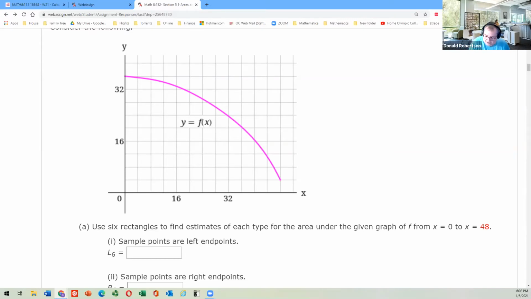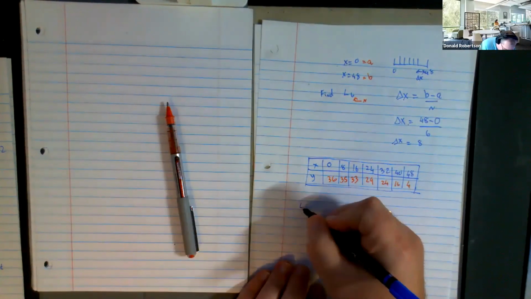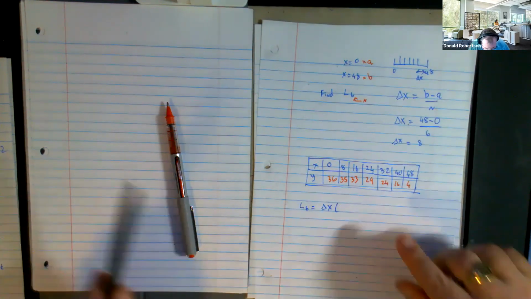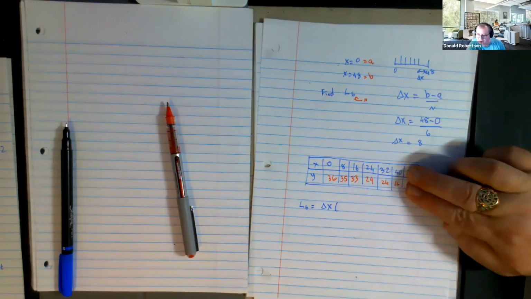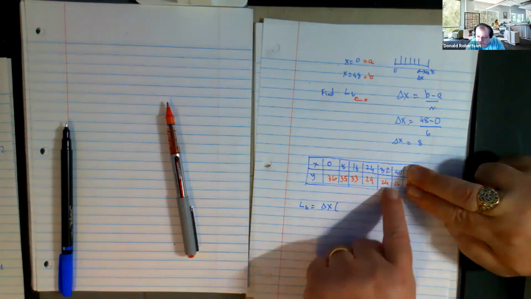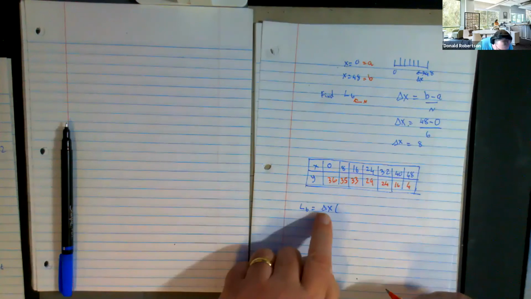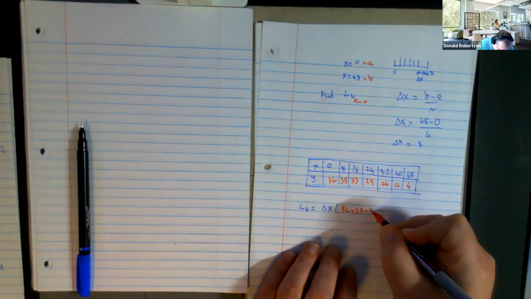So once you have created this table, we can then move on to the next phase and get L6. Won't L6 be delta X times, if you want L6, don't you use the left 6? Don't you use these guys for your height? So it's going to be delta X times all of these guys added together.